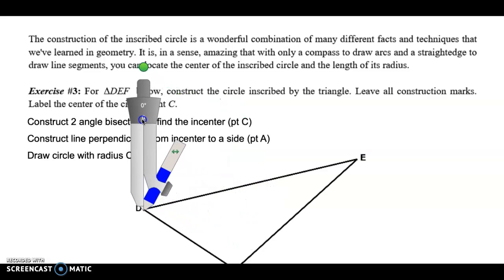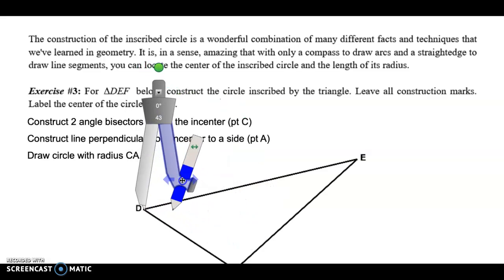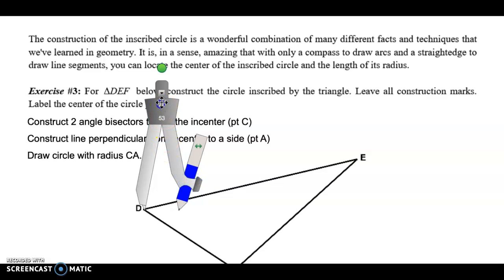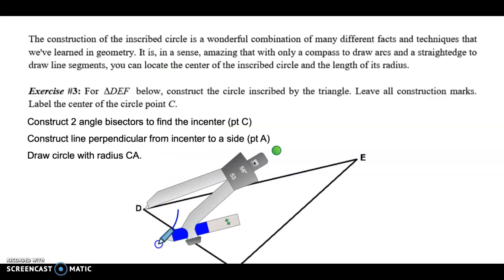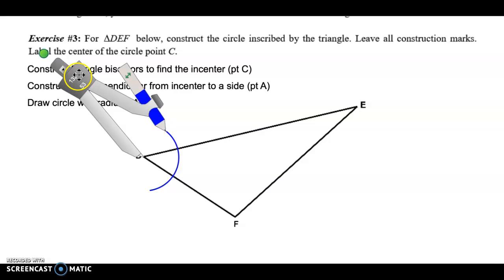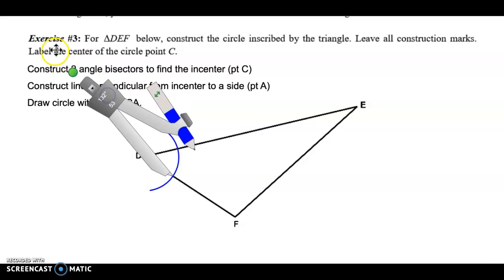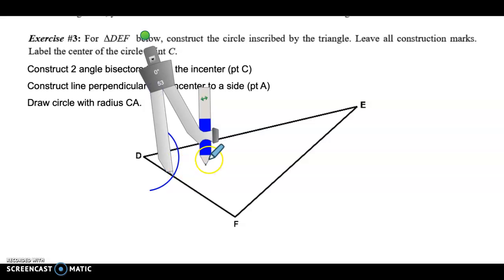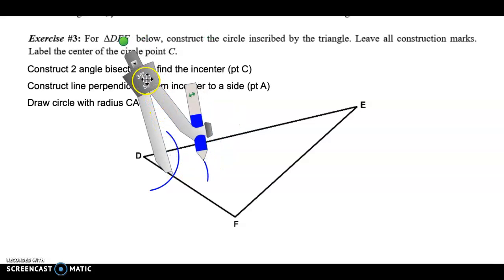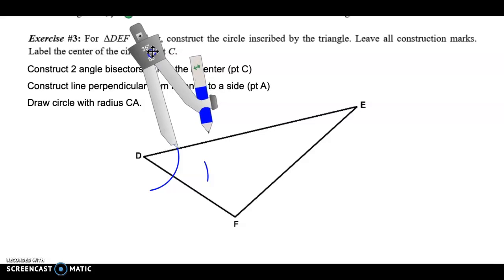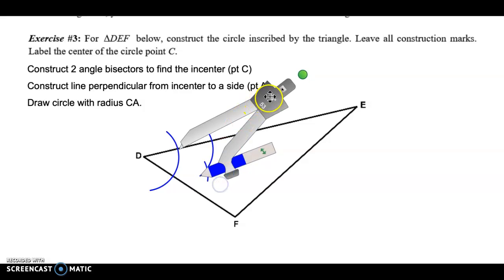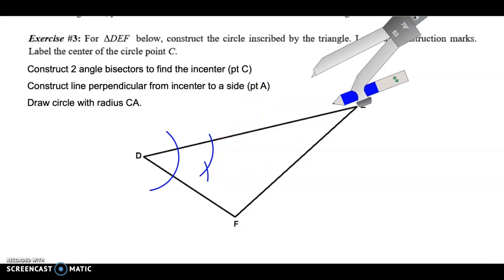So you have to construct 2 angle bisectors. I don't care which angles you pick. I'm going to pick D, and I'll probably pick F. So I'm going to go to D, and I'm going to draw an arc. I'm doing the angle bisector of angle D. I go to where that arc intersects, and I draw an arc out here. And then I go to the other point where the first arc intersects, and I draw an arc out here. Where those 2 arcs meet, I now use my straight edge, and I connect that with D.